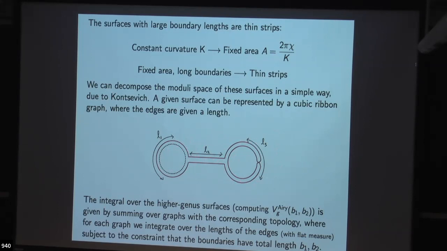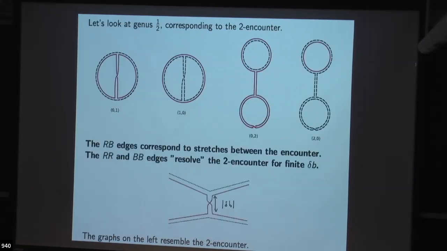And so for every graph, we can give the edges of the graph, here there are 3 edges, a length. So we can parameterize all the surfaces by saying, what graph does it look like? And on this graph, what are the lengths of the edges? And the integral over these geometries simply turns into integrating over the lengths of these edges of the graph with a flat measure, subject to the constraint that the black boundary has fixed total length B2, and the red boundary also has a fixed total length. And so let's talk about the two-encounter moduli space for these graphs.